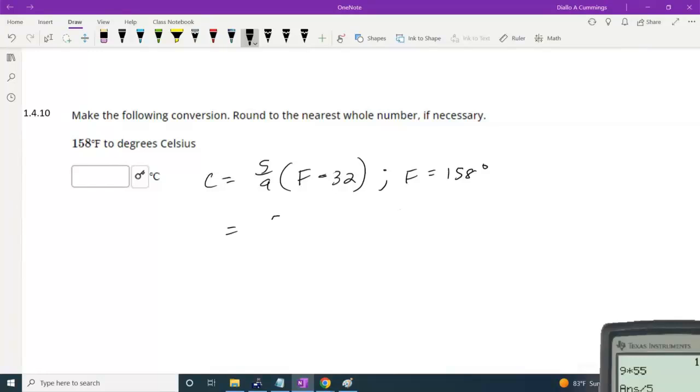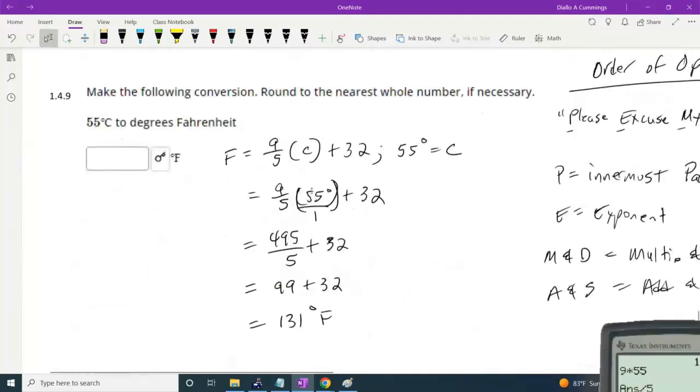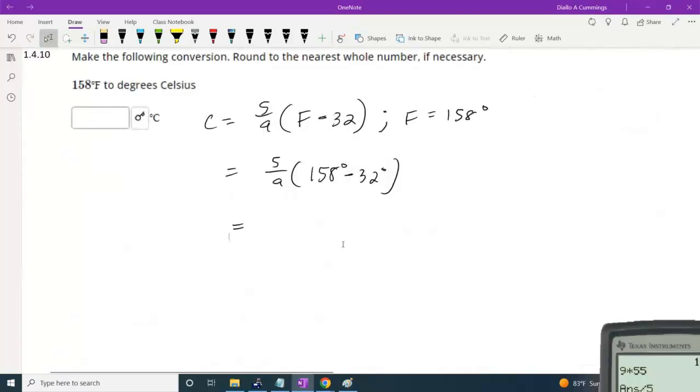So I'm just going to write this out. So this is 5/9, and F is 158 minus 32. So remember the order of operations. Please excuse my dear Aunt Sally. I must simplify what's in this innermost parentheses first because there's something within the parentheses to simplify. Notice in the other problem, I didn't have anything to simplify in the parentheses. It was just 55 degrees.